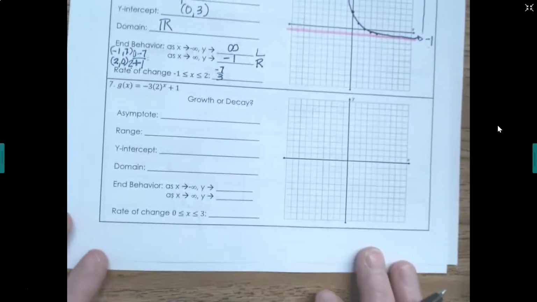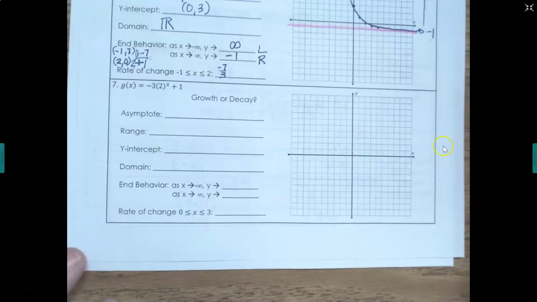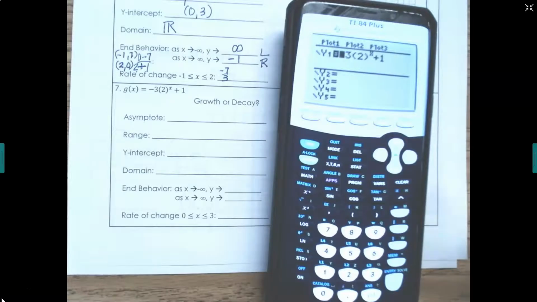All right, one last one. Pause the video and put this into your calculator and take a look at the graph, and then come back once you've got it all in. All right, so I put my equation into the graph. Hopefully you started thinking, gosh, there's a negative sign out front. The other ones didn't have a negative sign.